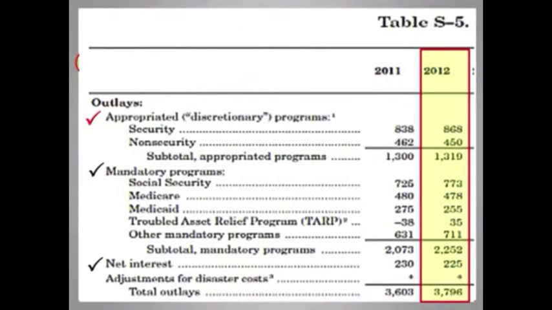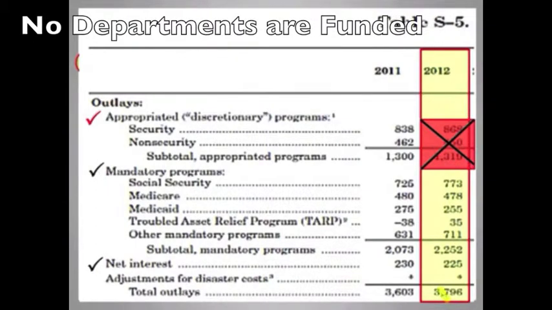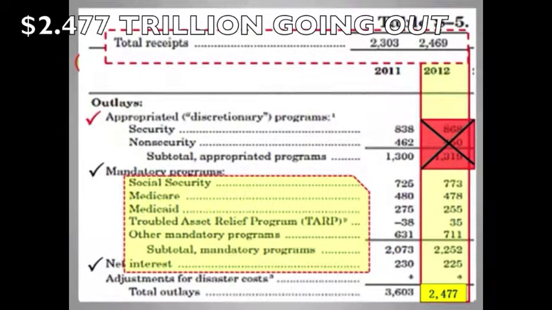For the purpose of making a point in attempting to balance the budget, they assume that the government is completely shut down and no department is actually functioning or funded. So there's no security or non-security funds appropriated. The only expenses left at this point are your mandatory programs and the interest on the current debt. This leaves a total expense of $2.477 trillion.